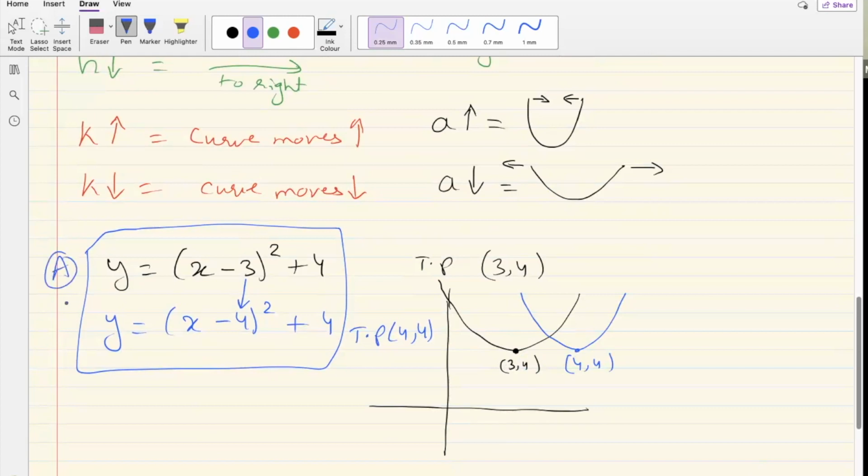From A to B, the graph actually moved towards the left, and I can say the translation is (1, 0). Do you agree with these 3 points? Equations, translation, and graph.